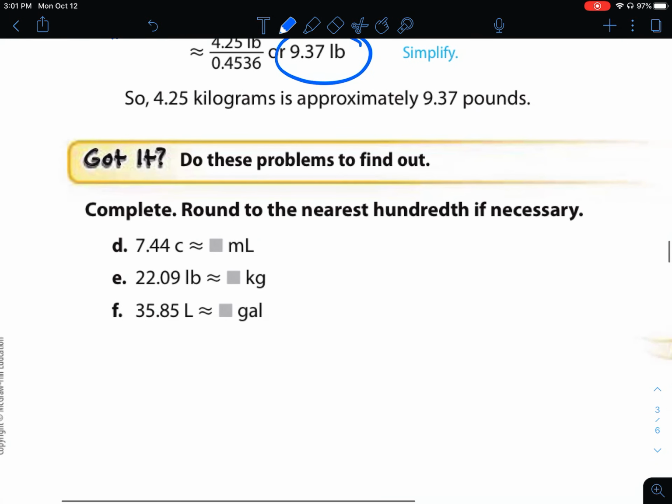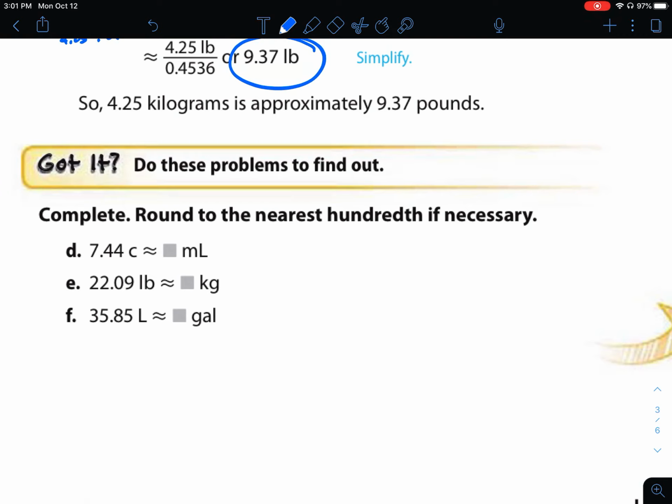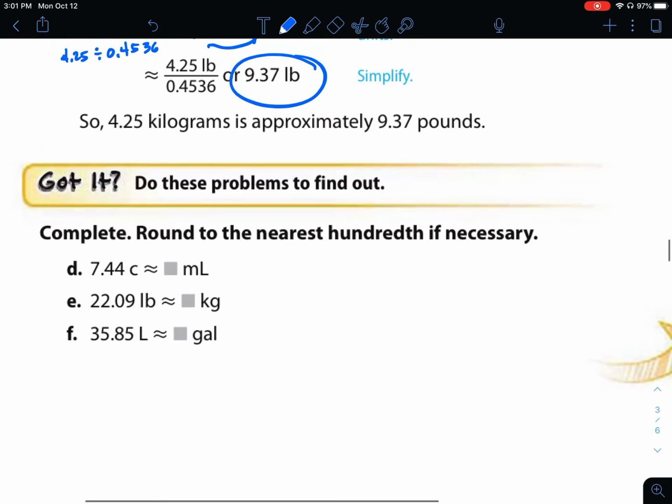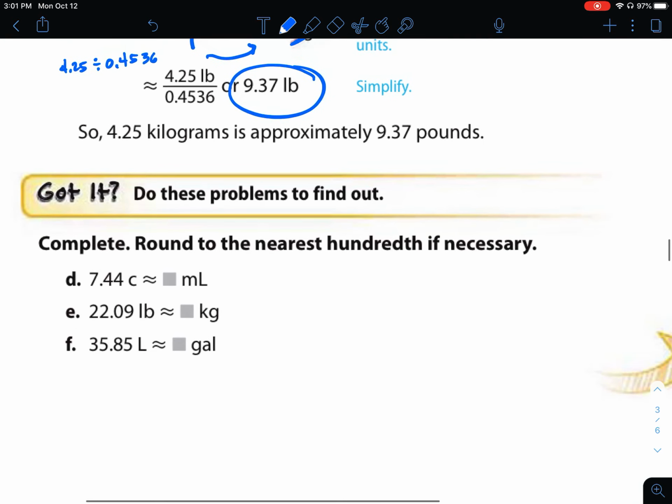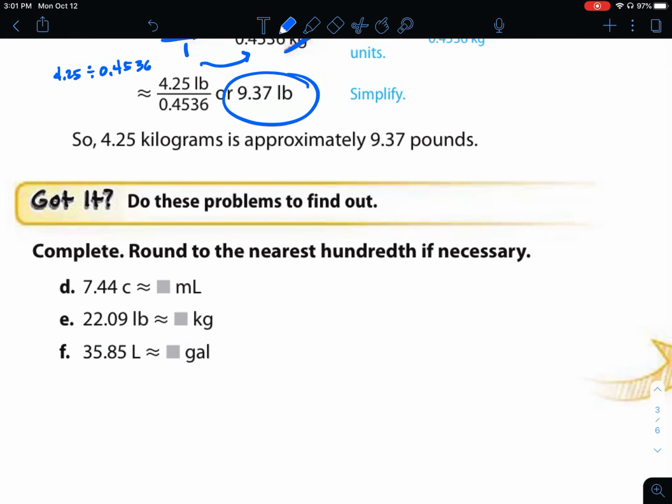Okay? All right, we'll do one problem here, and I'll let you do D and F on your own. Let's do letter F. No, let's do letter D so you can do letter F on your own. Okay, so let's do letter D. So letter D is you have 7.44 cups is approximately equal to how many milliliters?